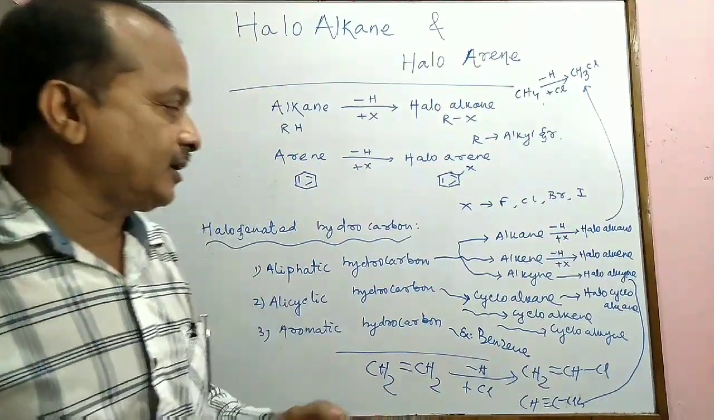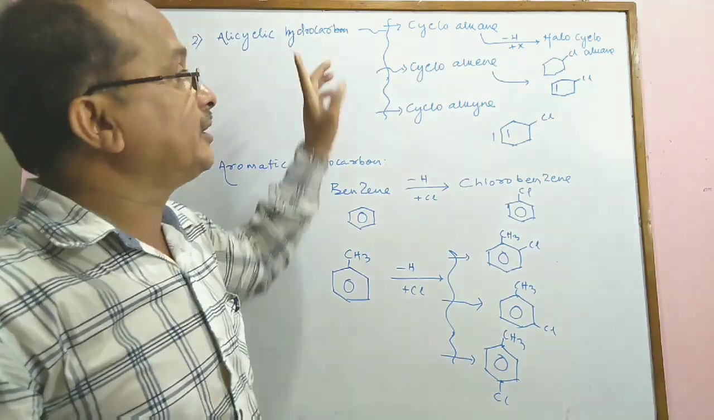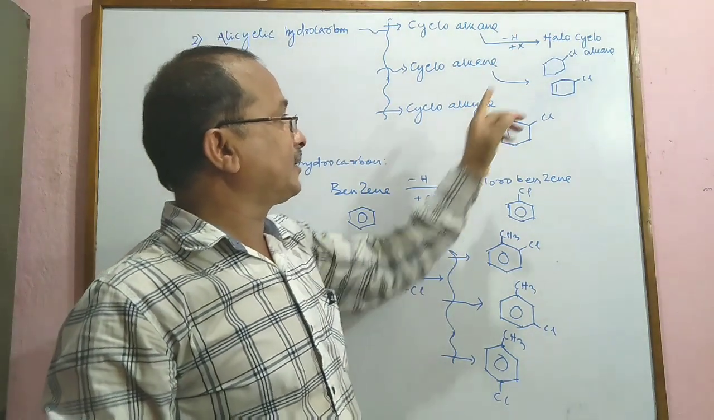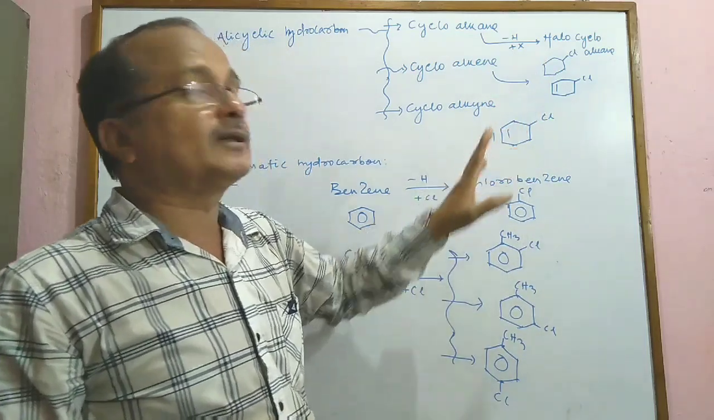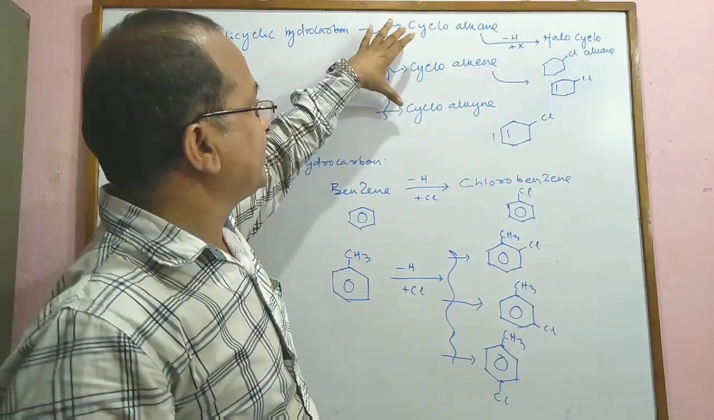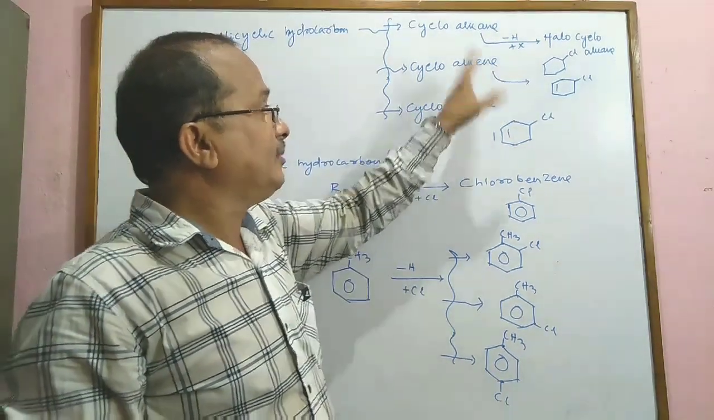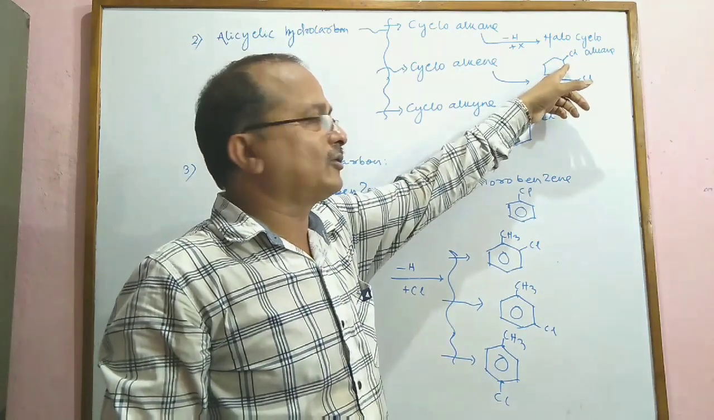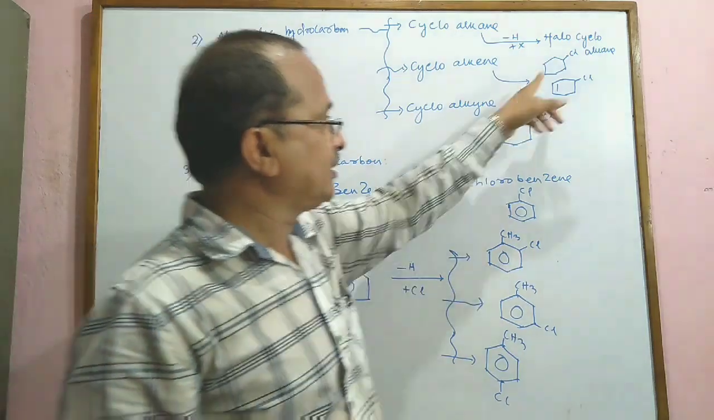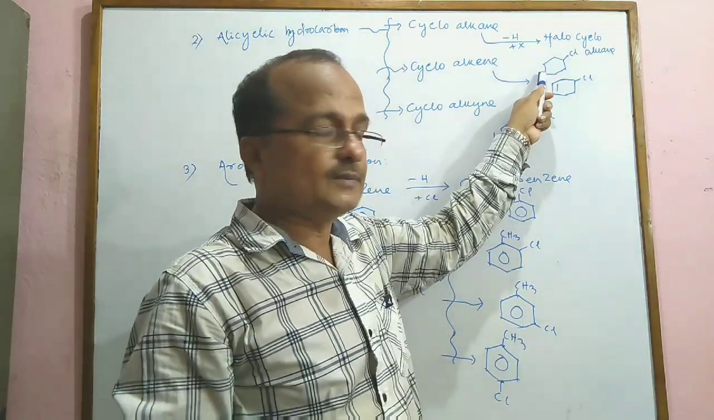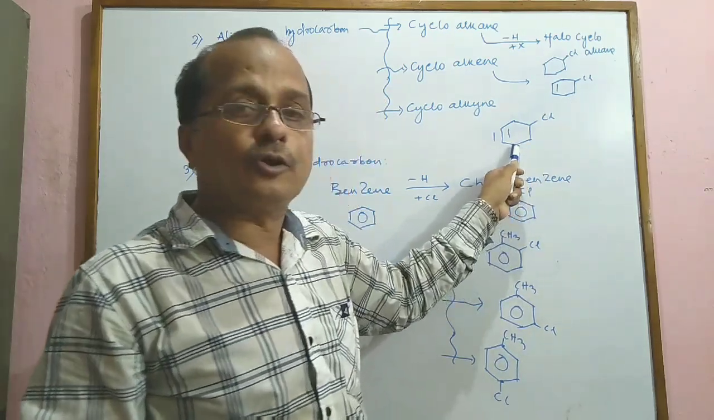Next come to discuss the halogen derivatives of alicyclic hydrocarbons. The corresponding halogen derivatives are halocycloalkane, halocycloalkene and halocycloalkyne. So these three types of alicyclic hydrocarbons are there: cycloalkane, cycloalkene and cycloalkyne. For example, you see this is cyclohexane, and a chlorine attached to the cyclohexane is called chlorocyclohexane. This compound is chlorocyclohexene, and this is chlorocyclohexane.